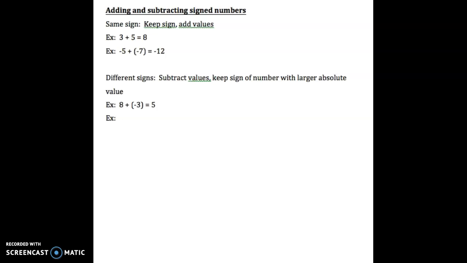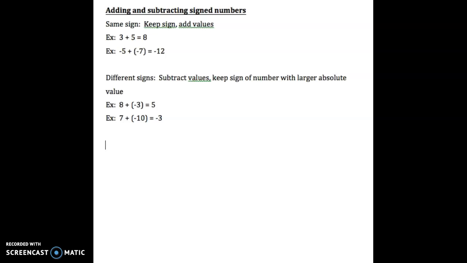Suppose I have 7 plus negative 10. One's positive, one's negative, so I'm going to subtract the values. 10 minus 7 is 3. Negative 10 is farther away from 0 than positive 7. So I'm going to have the sign of that one, which is negative. The difference between those numbers is 3, so negative 3.